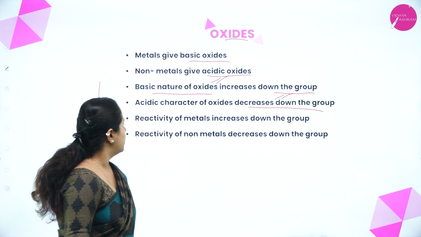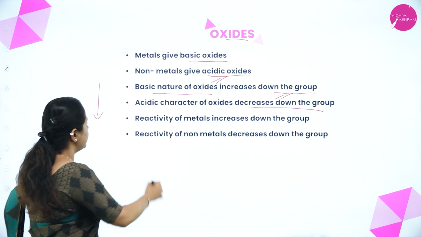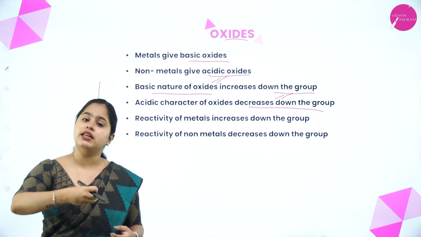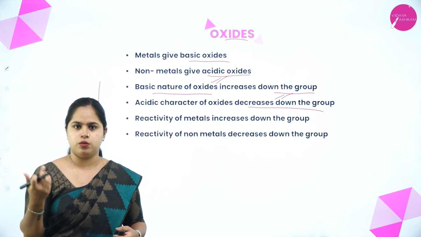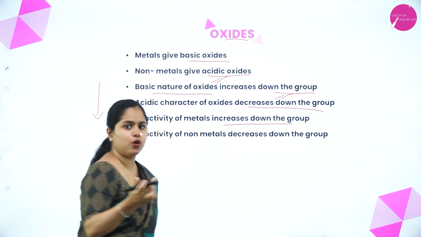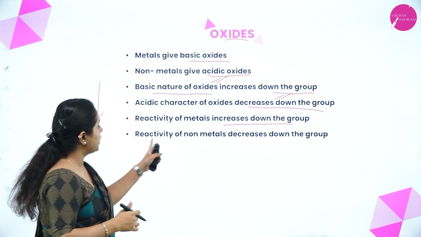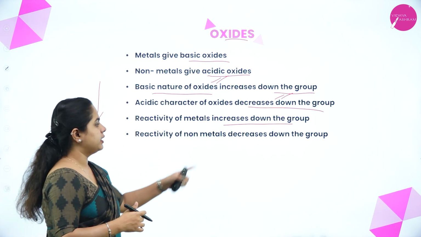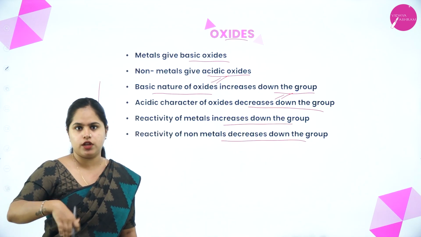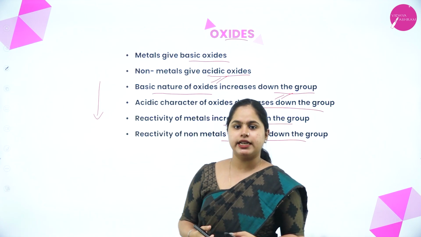So that is clear. Now, reactivity of metals increases down the group. We know that as we move down the group, more and more chances are there that the electron can easily be lost from the outermost shell. Hence the reactivity of metals will also increase down the group because the atom can easily lose electrons, right? Now the reactivity of non-metals decreases down the group. For metals, if it is increasing down the group, for non-metals it will be exactly the opposite. So I hope it is clear for you.